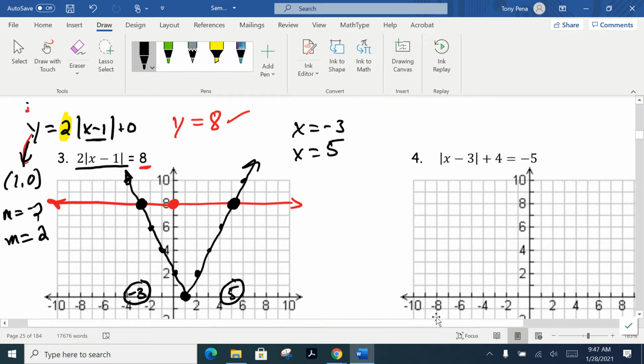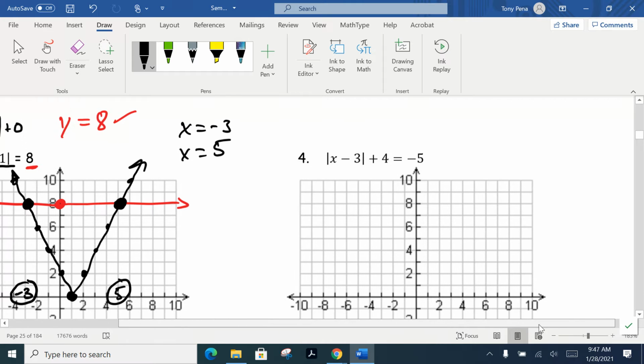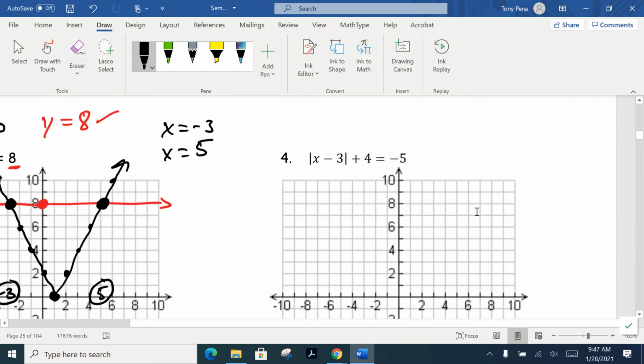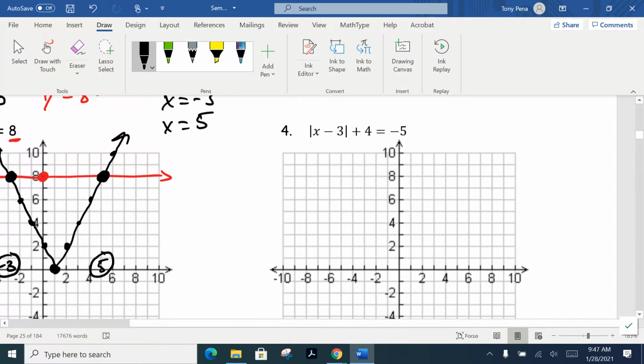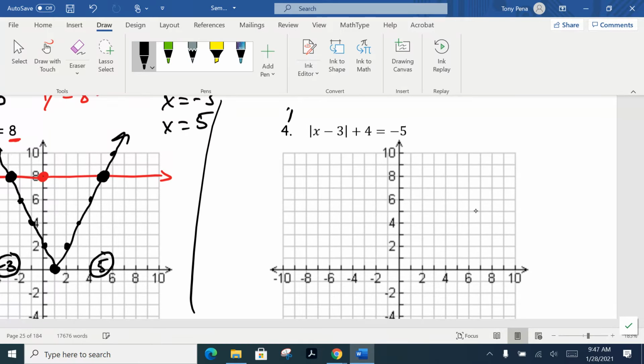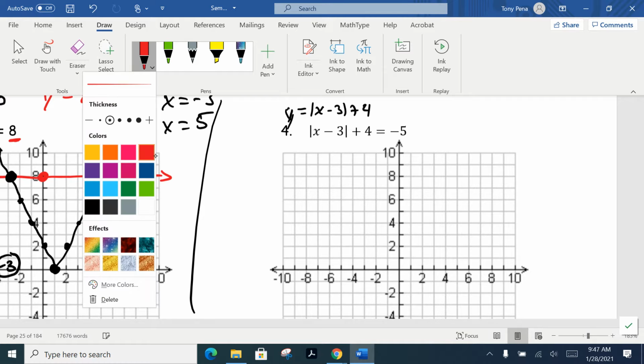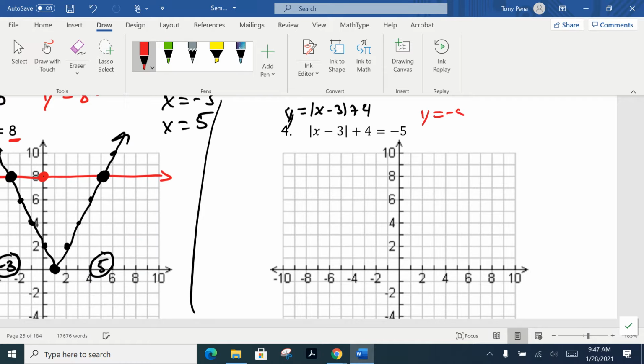All right. So now, number 4. Kind of the last one. Yeah, last one I'm going to have you do of these. Then we'll go to the next page. Graph that real quick and see what you think. So again, here are your two equations. Create some space here. So this equation on the left, you're going to treat that as y equals the absolute value of x minus 3 plus 4. And then the equation on the right is just the line y equals -5.